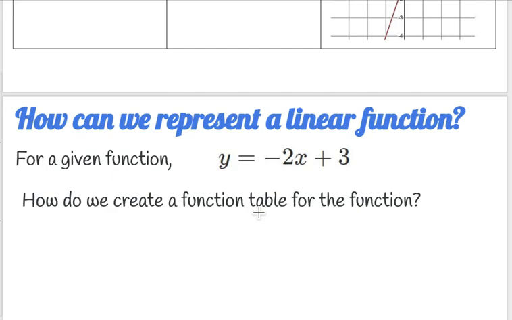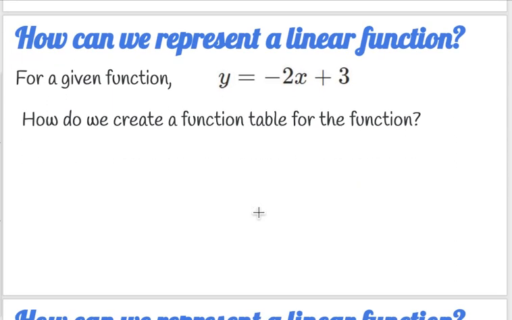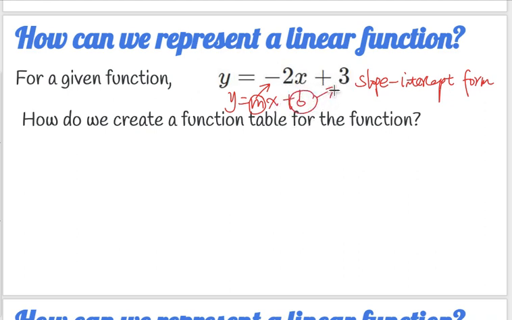In the first example, we are going to check the linear function, which is negative 2x plus 3, and we are going to create a function table here. But before we create a table, I just want to quickly go over some key terms. When we write an equation in this form, we see a number in front of x and also a number here. We call this slope-intercept form. The reason is that the number m stands for the slope, in this case negative 2, and the number b stands for the y-intercept, in this case 3. Okay, these are just terms.